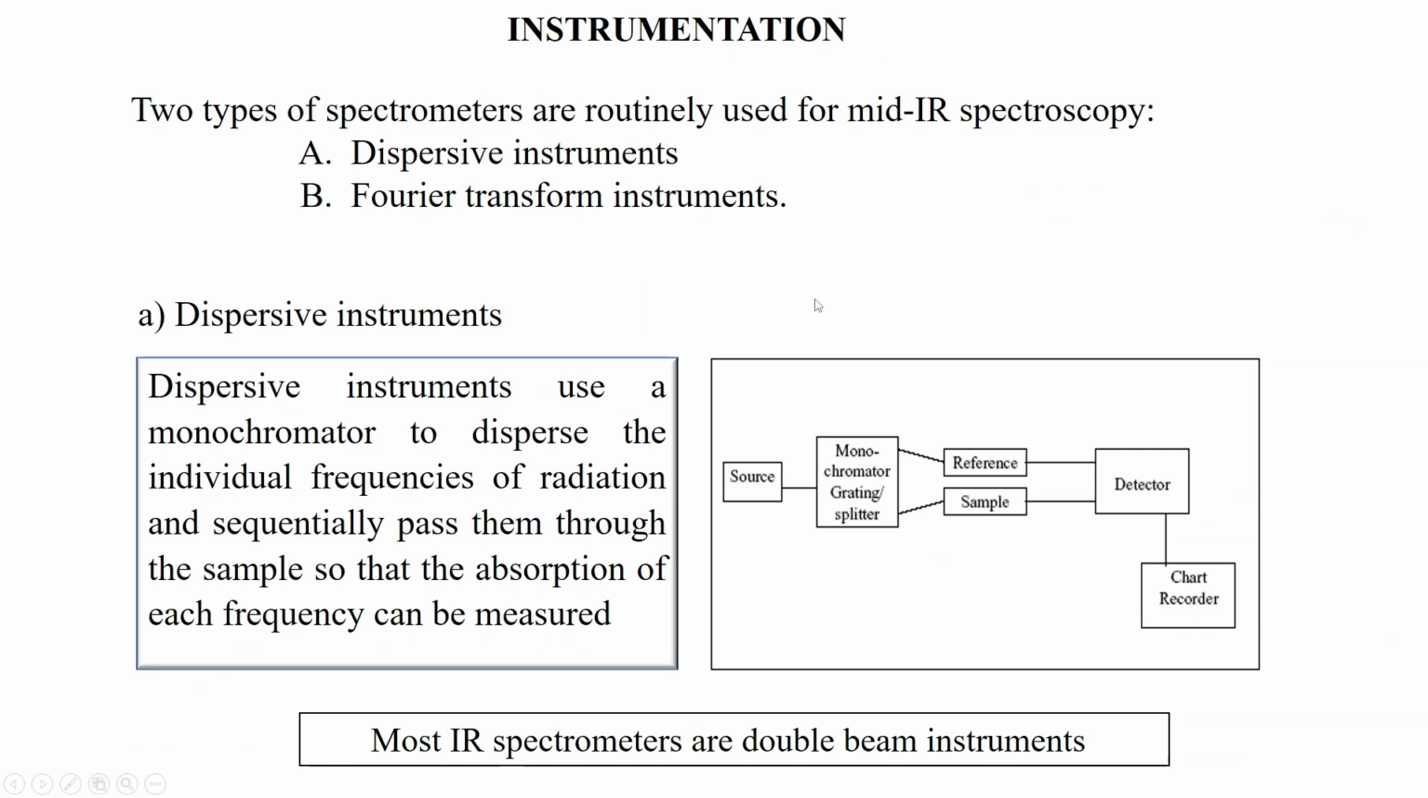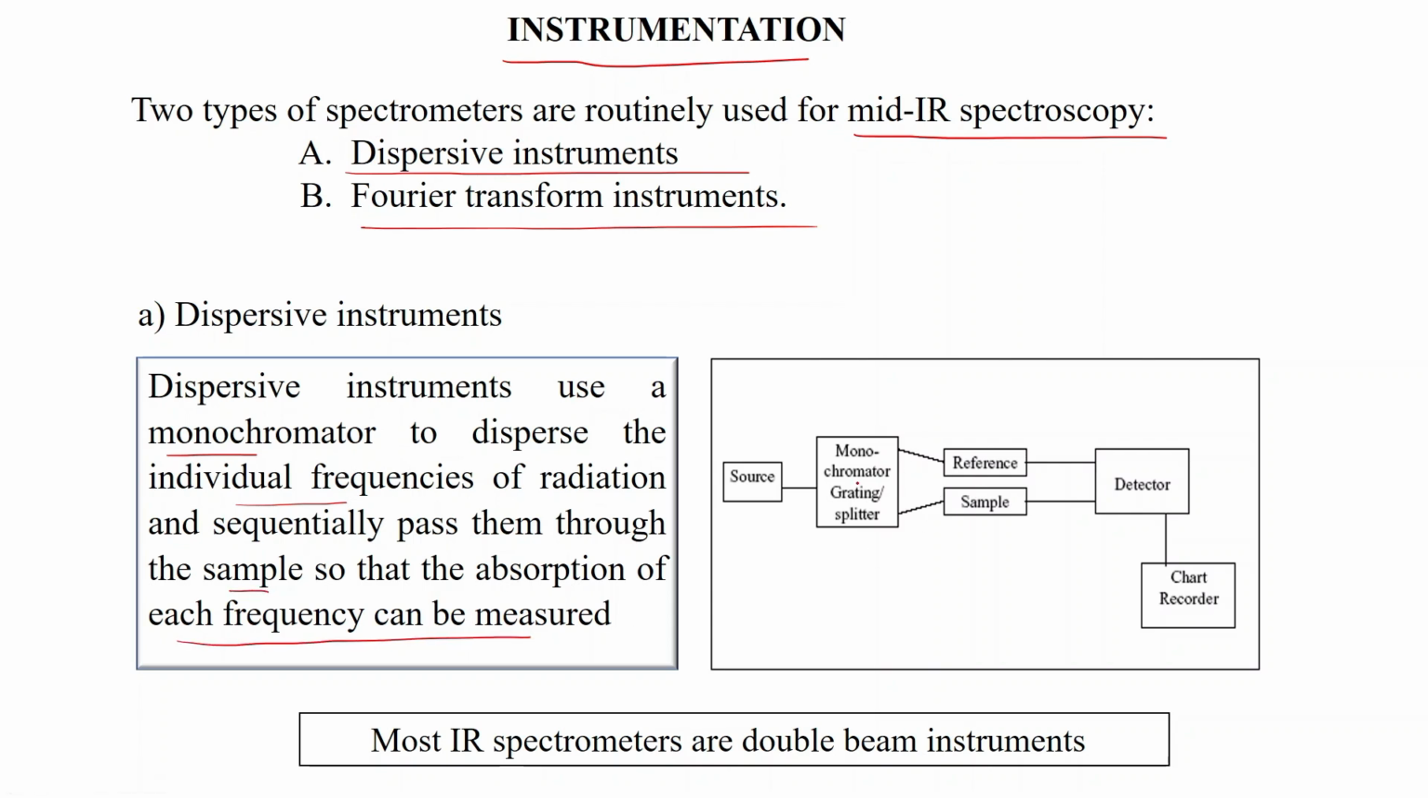Now we will look at the instrumentation of mid-IR spectroscopy. Two types of spectrophotometers are routinely used for mid-IR spectroscopy. One is known as the dispersive instrument, the other as the Fourier transform instrument. We'll discuss them one by one in the coming slides. First are the dispersive instruments. The dispersive instruments use a monochromator to disperse the individual frequencies of radiation and sequentially pass them through the sample, so that the absorption of each frequency can be measured.